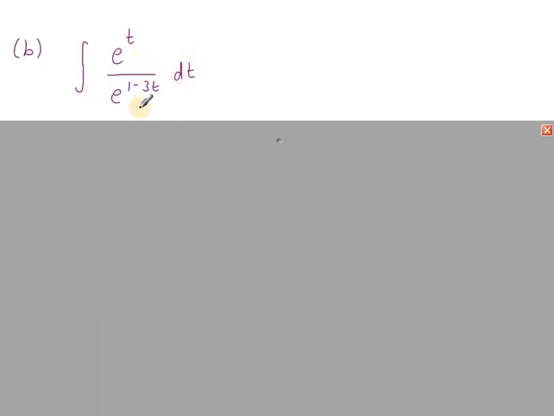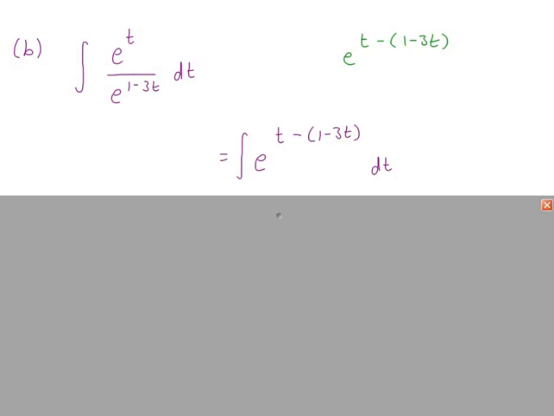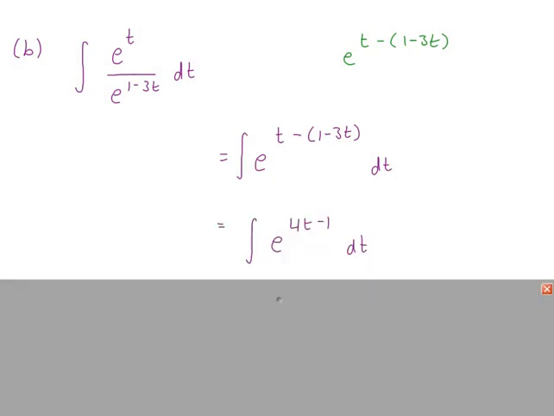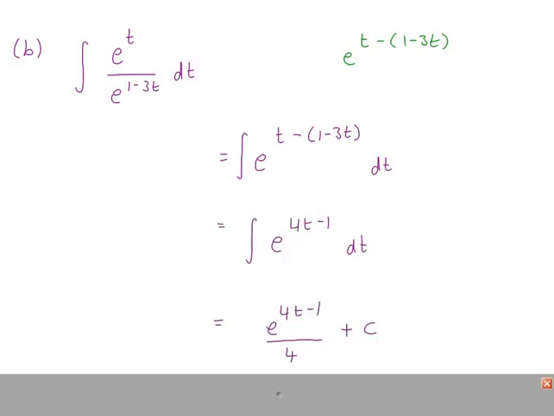In this example, the base is the same, so we need to simplify the indices first. So e to the power of t minus 1 minus 3t. Because we're dividing, we subtract the indices. So we have this, simplifying, and now we do the integration. So e to the power of 4t minus 1 again, but we divide by the coefficient of t, so we're dividing by 4.